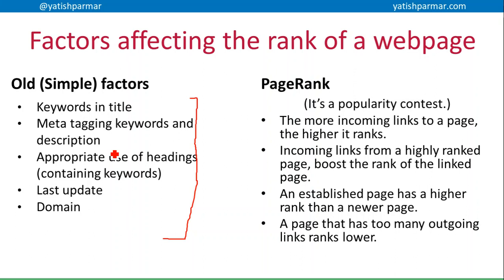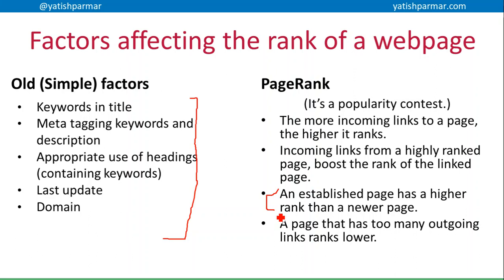So it was all about having algorithms that could figure out what keywords are and then find keywords on the page. With PageRank, it's different, because it's about the popularity of the information you have on your page. The more pages that are linking to you, the more important the information on your page must be. So the higher up the ranks you should go, and if you are an established page, then you will have a higher rank than a newer page.